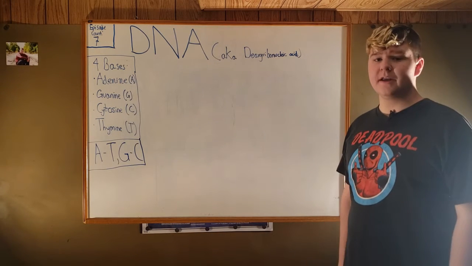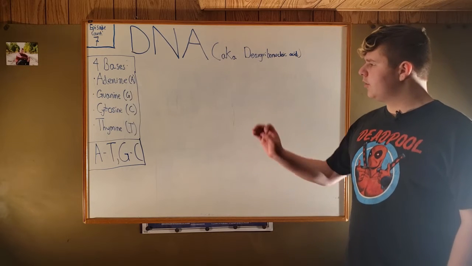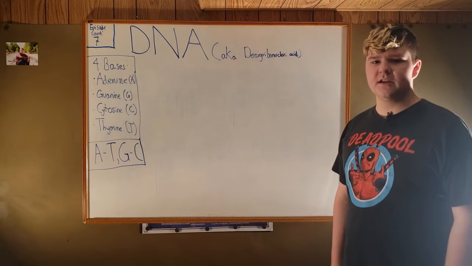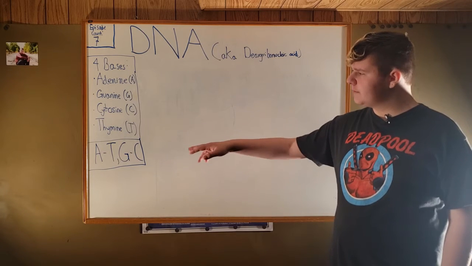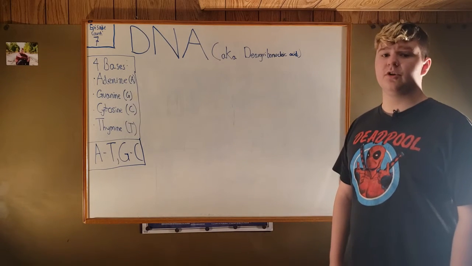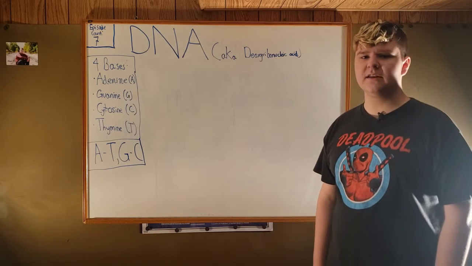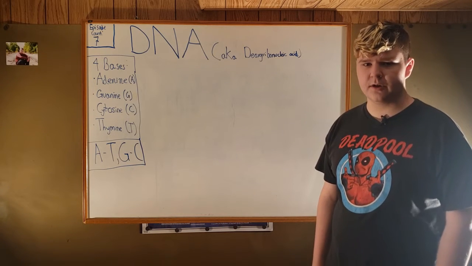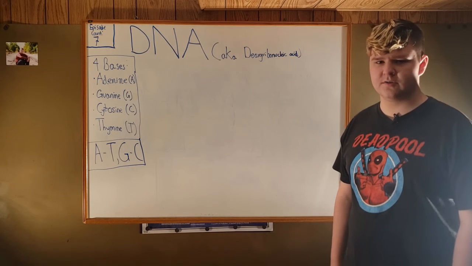These four bases are what make up DNA, much like letters make up a word. In this case, it's also on a line of sugar phosphate in a double helix shape in pairs. A is always paired up with T, and G is always paired up with C. DNA is very small and is inside of cells, mainly in the nucleus and the mitochondria. The nucleus is the center of the cell, and the mitochondria is also called the powerhouse of the cell.